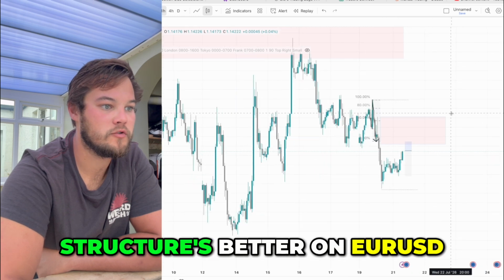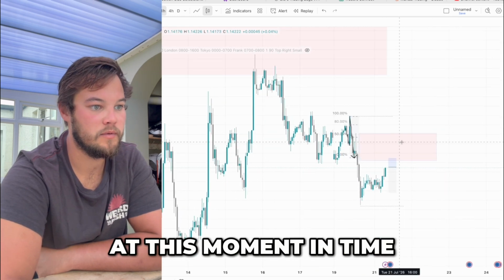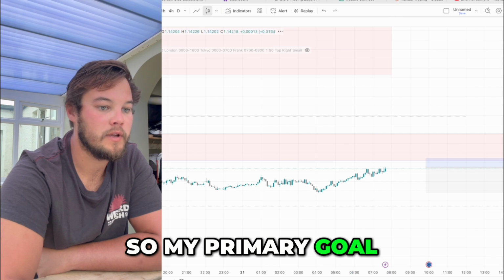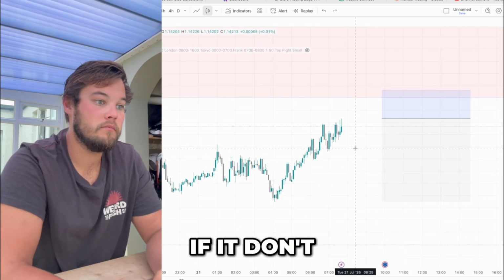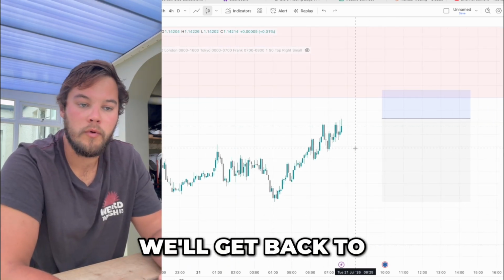The higher time frame structure is better on Euro USD at this moment in time. So my primary goal this morning is to take that short from Euro USD if the entry model comes up. If it don't, no harm done. We'll get back to it in the morning.